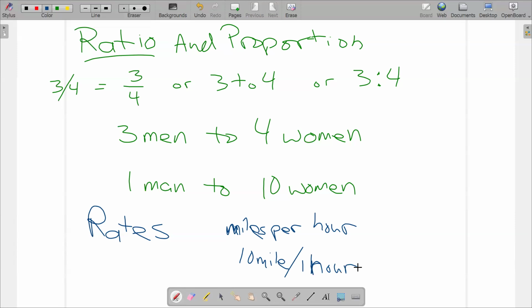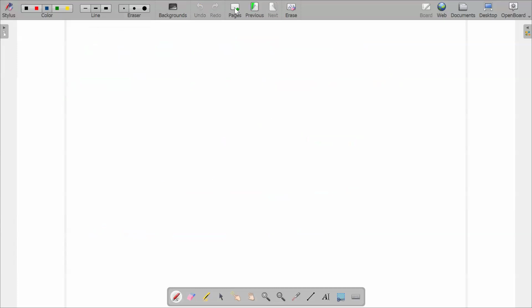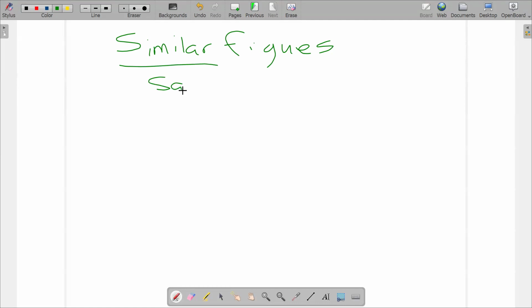So we'll play around in this section comparing rates and ratios that aren't exactly rates in terms of comparison. It'll also come up with things like similar figures. So figures are similar if they have the same shape. And if they have the same shape, then there's going to be common ratios.